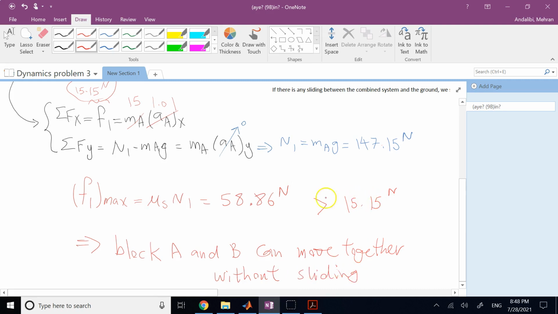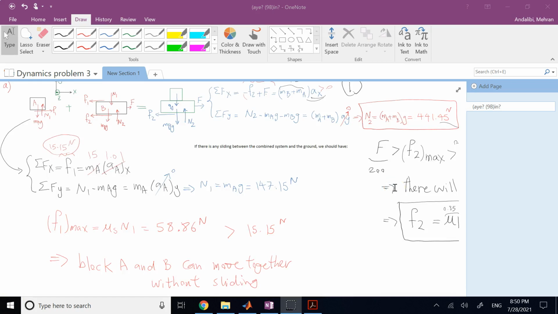If I got a number that was bigger than mu s times N, it means the surface cannot generate that amount of friction to give block A the sufficient acceleration. That means yes, there will be sliding. A will be falling behind. But now you see that's way below my capacity, so the answer is yes, I can do that.